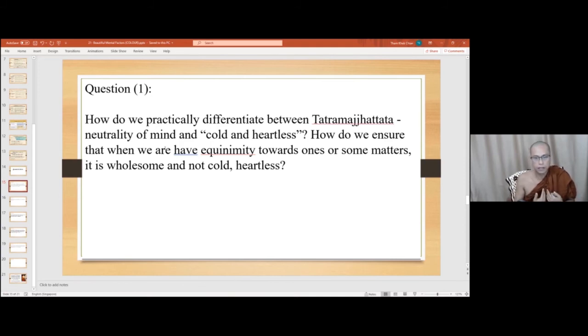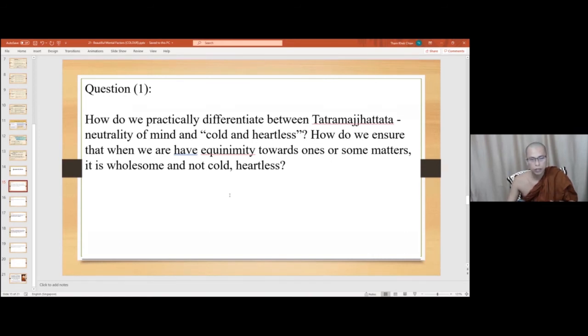And in the other case, we are doing something good. For example, we are making a donation. At that moment, if we give away our property, later we cannot use it for other people's needs, but just now we are giving. In this action, Tatramajjhattata will arise, in performing the donation. That is different from cold and heartless, because we are doing good, making beautiful things.